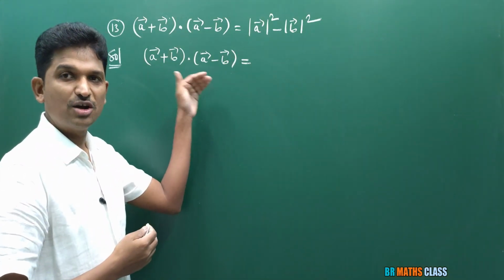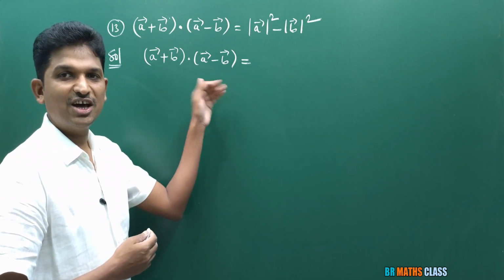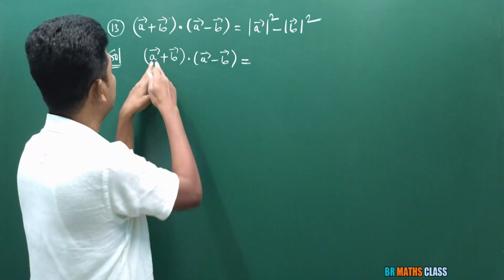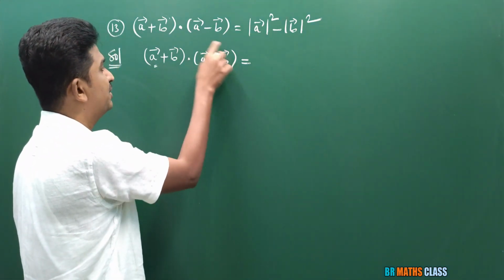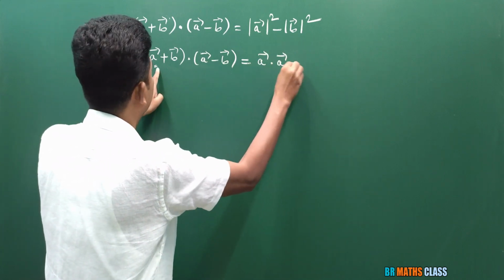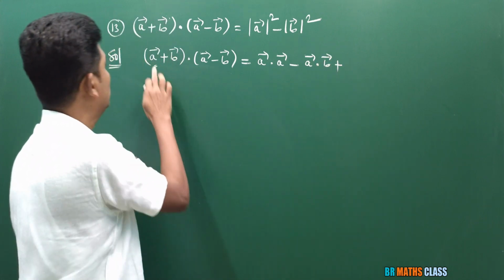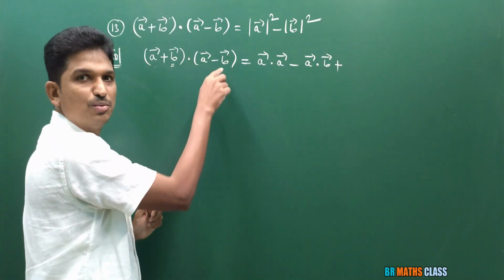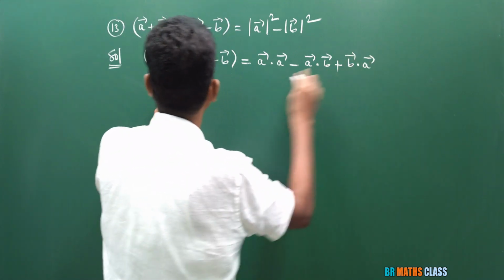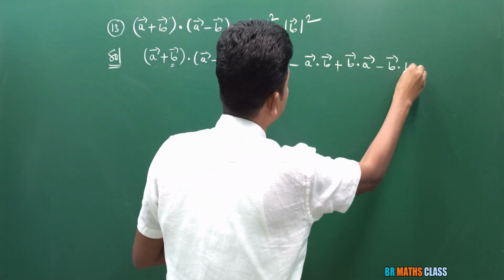If I explain that dot product is distributive over vector addition, you may get confused. So just do like normal multiplication, but it is not normal multiplication. What will you get? Take this a bar and multiply each term of this. What will you get? A bar dot a bar minus a bar dot b bar, plus, now take this term and multiply with each term of this. What will you get? Plus b bar dot a bar. See here, plus of minus is minus, minus b bar dot b bar.